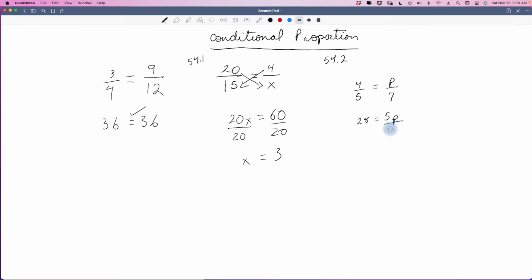We're going to divide to separate the p out by itself on both sides. That eliminates, that cancels. But we cannot divide 28 by 5, right? It's not divisible into a whole number. So we leave it. It's okay. Leave it like a fraction.